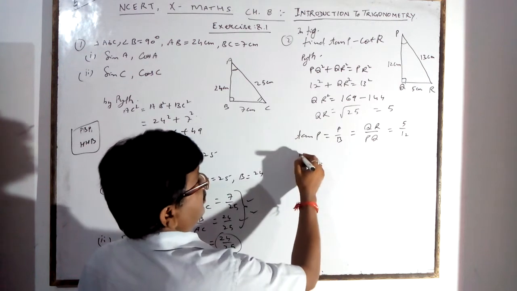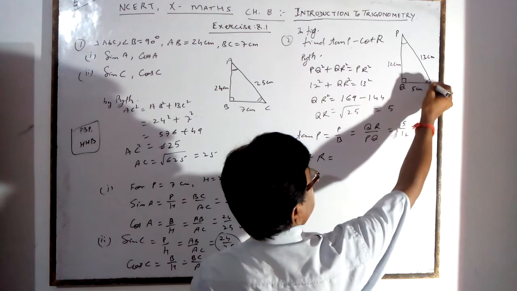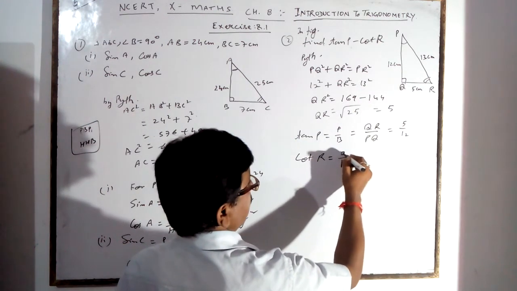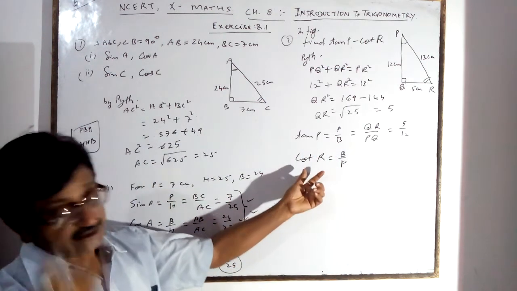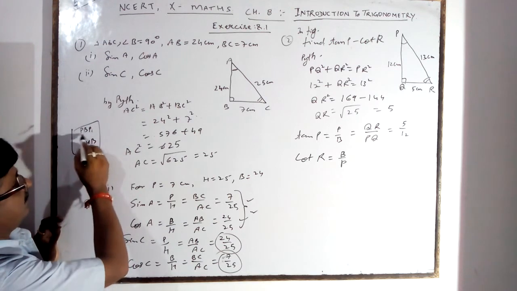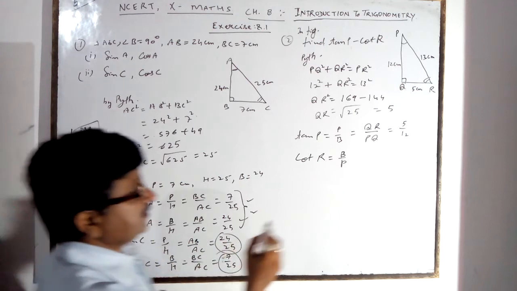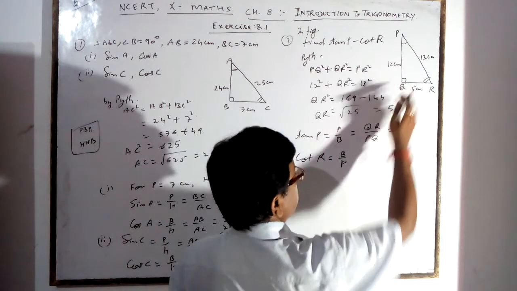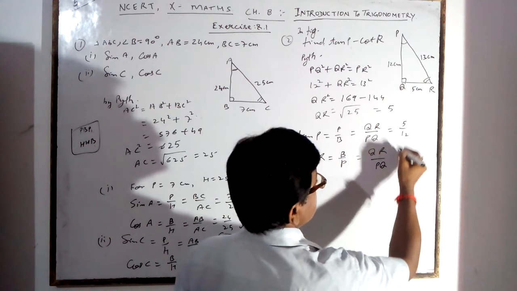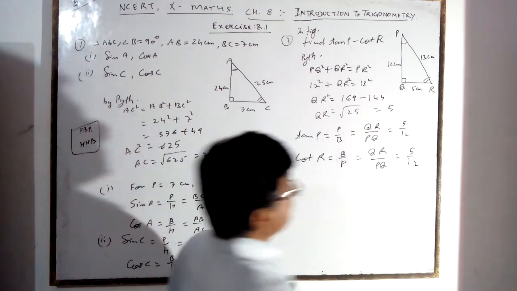For cot R, the angle is changed. If the angle is changed, cot means base upon perpendicular, and the base will be changed. So it will be B by P. Angle R is here, so the base will be QR. Again, QR upon PQ. So what is QR upon PQ? That is 5 by 12. Both are 5 by 12.